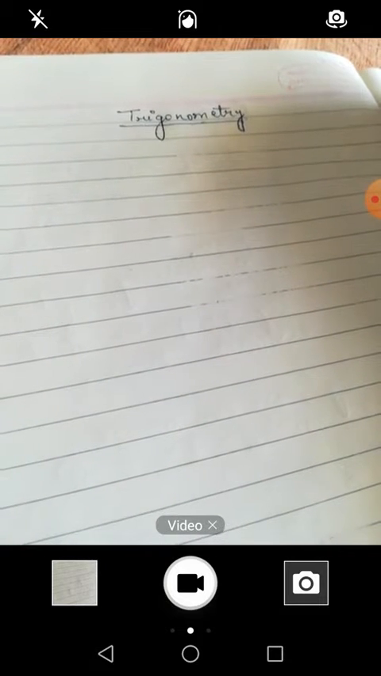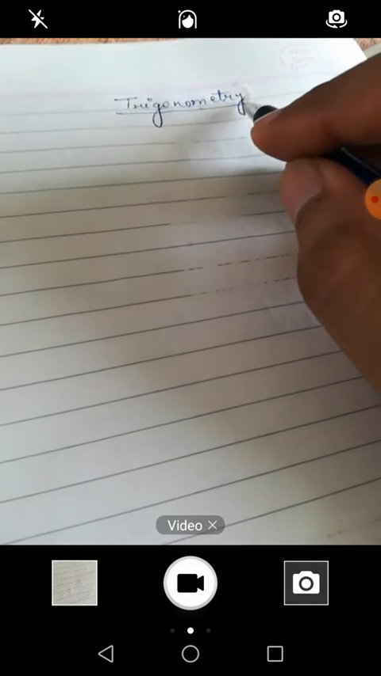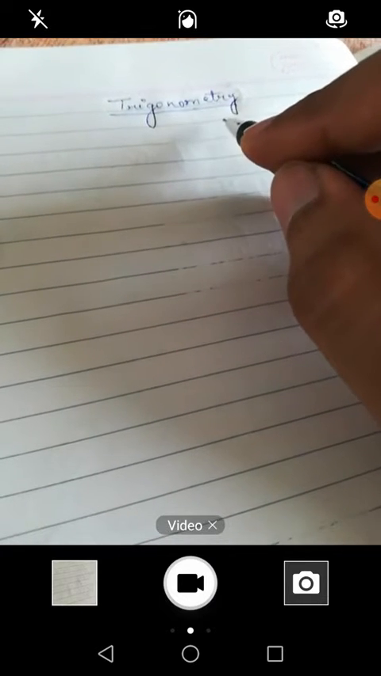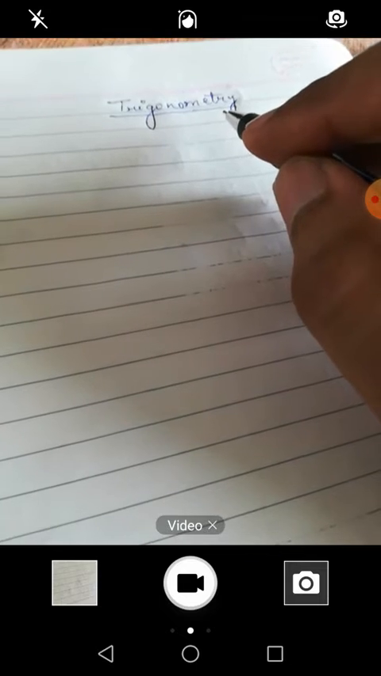Good morning, students. Today we are going to start a new topic, which is trigonometry. First, all of you have to know what trigonometry is. It is made by adding two words. The first one is trigon and the second one is metry. Trigon means triangles and metry means measures. So this becomes the measures of a triangle.